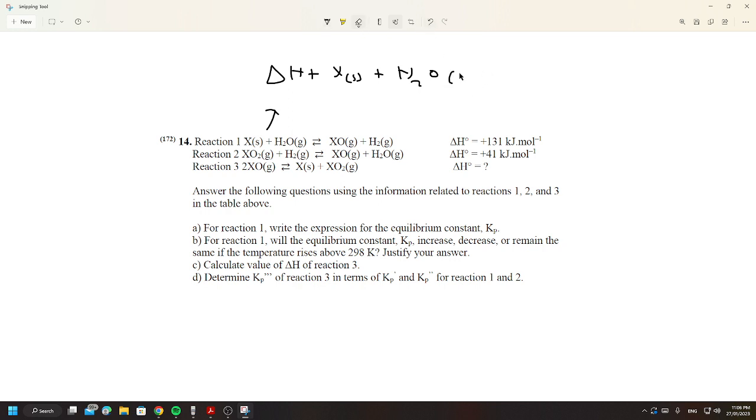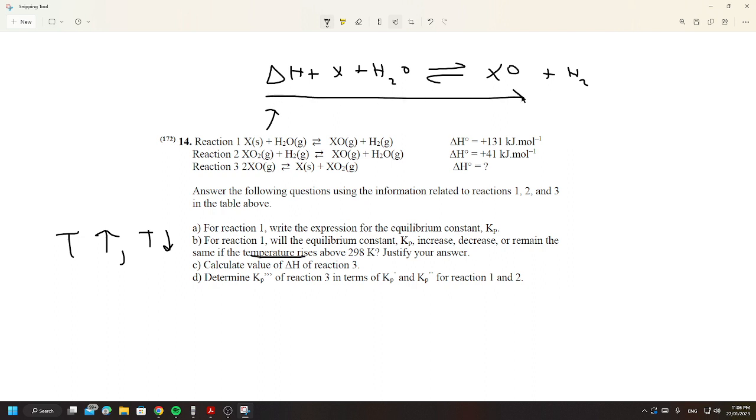Delta H plus X plus H2O gives XO and H2. So here temperature rises, so temperature was increased, so T increased. Therefore, the system would try to decrease temperature by consuming the side that has delta H. In this case, the reactant side has delta H, so consume it. The forward reaction would be favored.